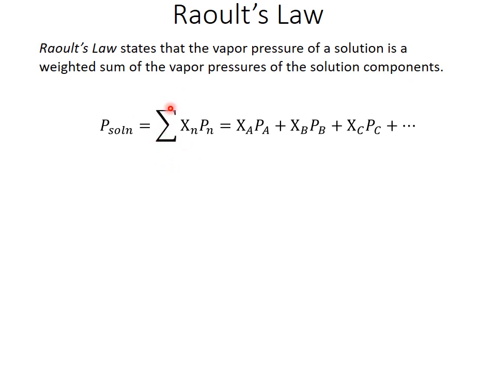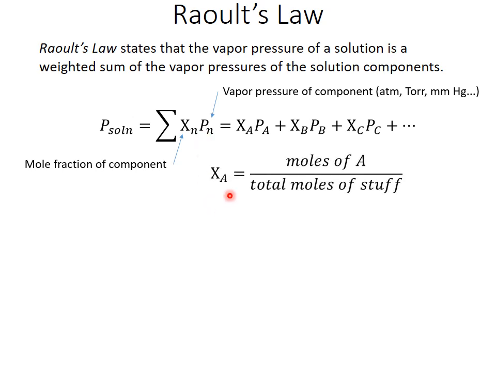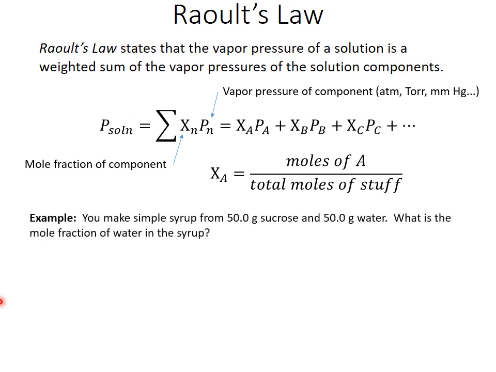This sigma here just stands for summation, so you can expand this out and add a term for each component of the solution. Each term consists of the vapor pressure of the pure component, that's the P sub n, and the mole fraction of that component. Recall from class that the mole fraction, chi sub A, is equal to moles of A over the total moles of stuff present. Let's calculate one.